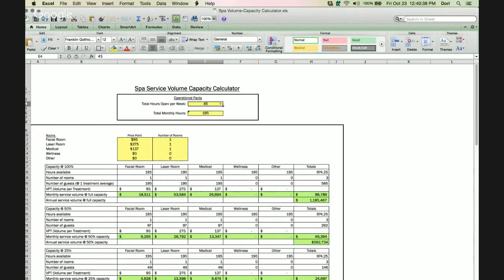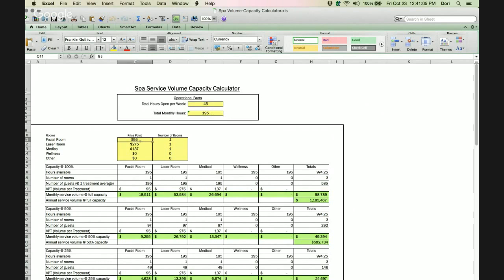So for example, anything that you see in the yellow cell are things that you can actually change. You first decide the number of hours that you are open and you just insert that in, and that will total up automatically for you. So let's assume you're open 45 hours a week. That means you're open 195 hours for the month.